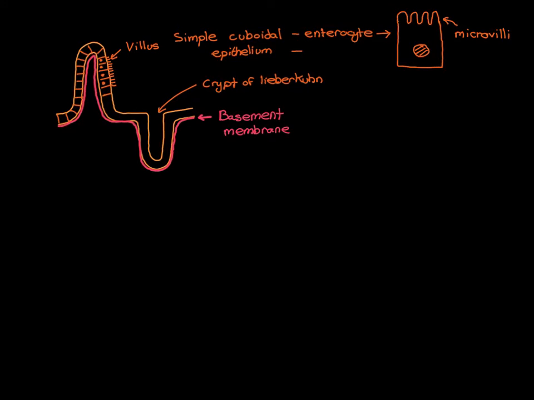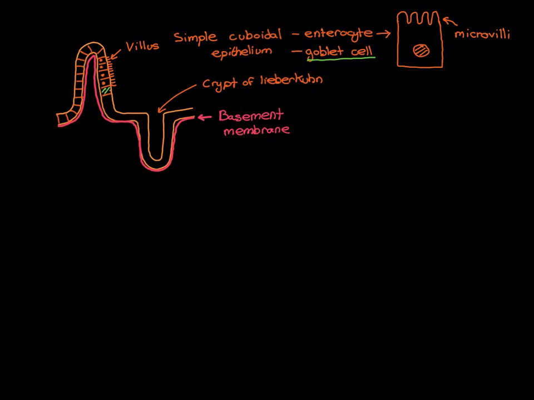However, the second type of cell that's within the simple cuboidal epithelium that I'm going to tell you about, as I say, there are more, but we're not going to go into them, is what's called a goblet cell. Now, the goblet cells have a slightly different function. Their function is not to do with absorption of nutrients across the intestinal epithelium. Instead, their function is in secreting mucus.